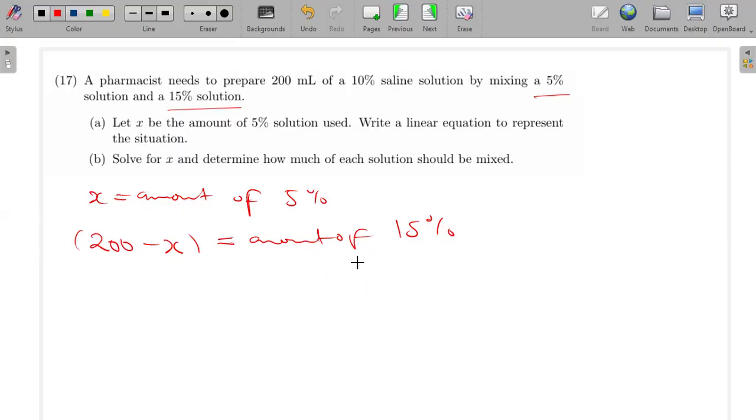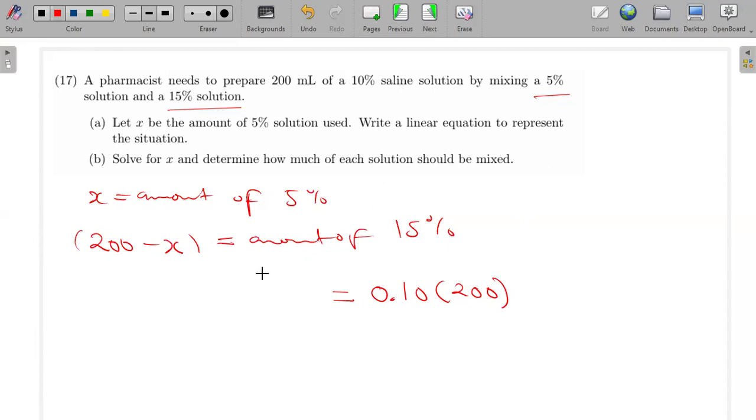But what is my final outcome that I want to come up with? I want to mix these two solutions, the 5% and the 15%, to get my 200 of the 10%. In short, I'm getting 10% because it says the pharmacist needs to prepare 200 ml of 10%. So the 10% can be written as a decimal, 0.10, multiplied by 200. This is 10% of the 200 milliliters.